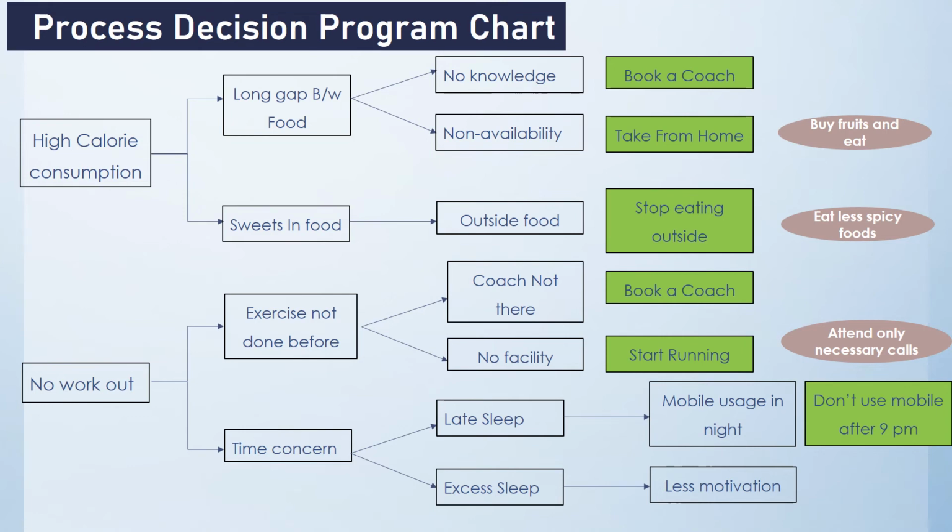One more example here. Time concern: late sleep, mobile usage in the night. For that, the action is don't use the mobile after 9 p.m. If there is an emergency, the contingency plan is to attend only the necessary calls. So this is an example of a complete process decision program chart.